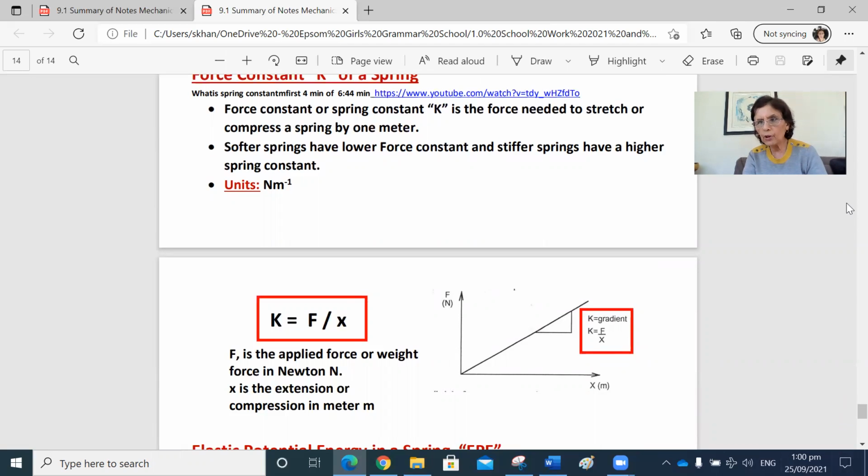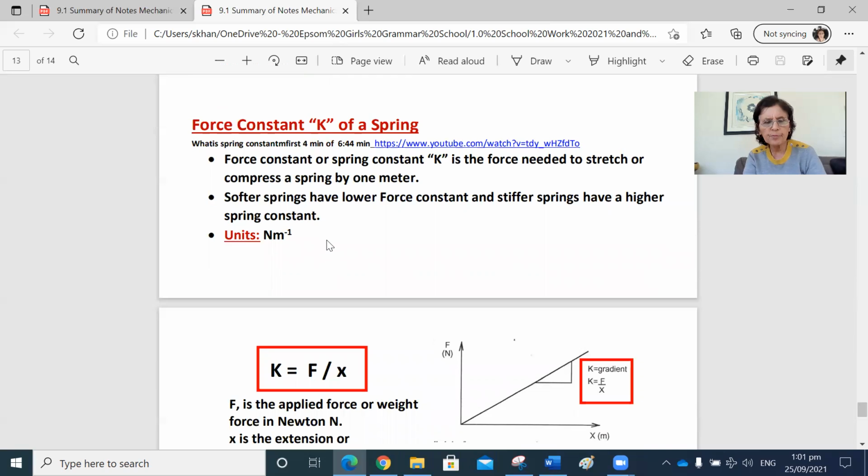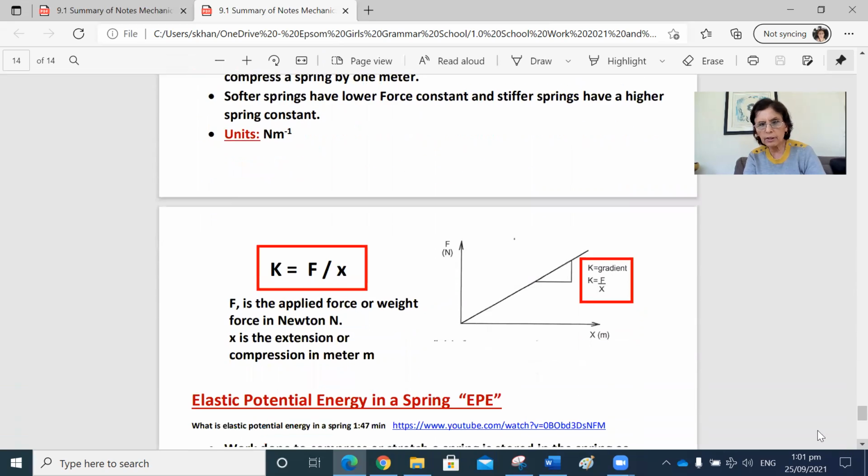Now, what do we mean by the force constant or spring constant of a spring? It is the force needed to stretch or compress a spring by 1 meter. Unit of the force constant is newton per meter. And if a graph is drawn for force against extension, as the extension increases, force needs to be increased, and the gradient of the graph gives the spring constant.